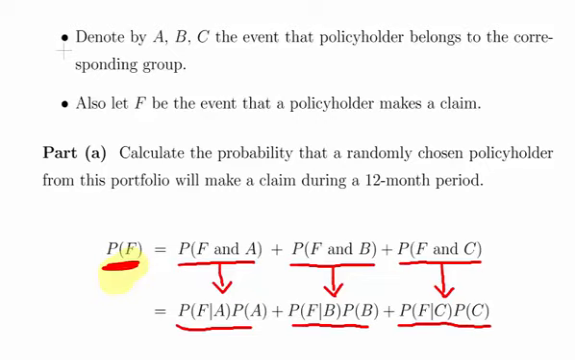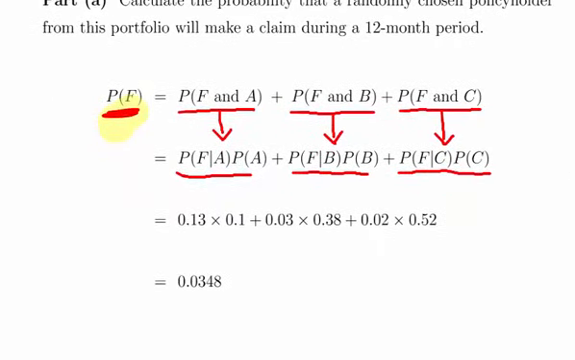Now, we are told, let's go down here for a second. We're told that the probability of being from A is 10%, from B is 38%, 0.38, and from C is 52%. And we were also told the conditional probability of making a claim given that you're in that group. So the probability of F given A, the probability that you made a claim given that you're in Group A, we saw to be 13%. Likewise, the probability of making a claim given that you're in Group B is 3%, and 2% if you're in Group C.